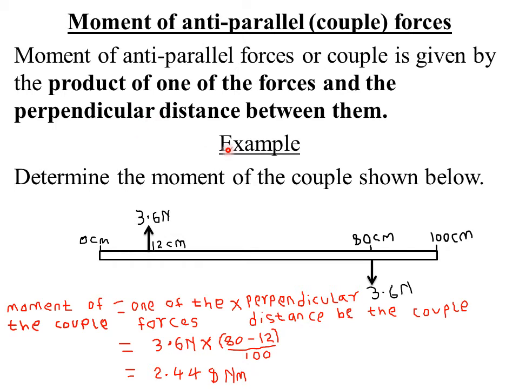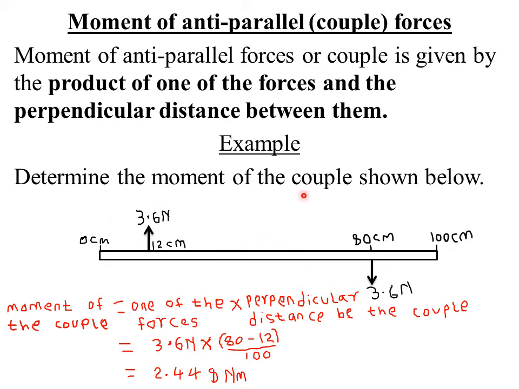So we look at an example to demonstrate that point. The example reads: determine the moment of the couple shown below. Here is our bar. Probably it is a meter rule because it runs from the 0 centimeter mark up to the 100 centimeter mark, so it is 1 meter in length. One of the couple forces, 3.6 Newton, is suspended at the 12 centimeter mark and is moving upwards, while the 3.6 Newton force moving downwards is suspended at the 80 centimeter mark.